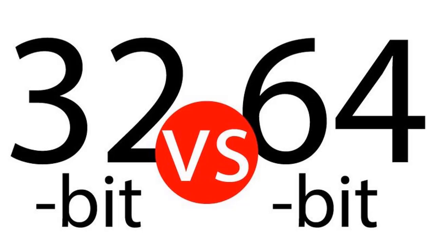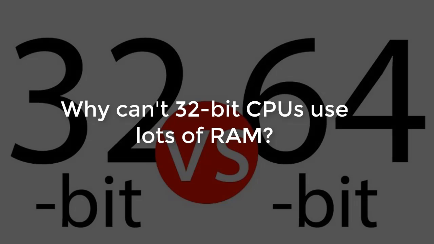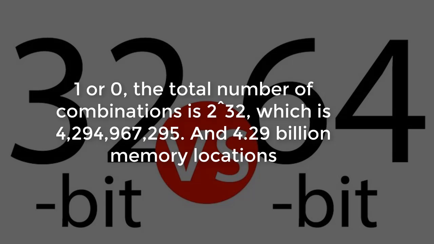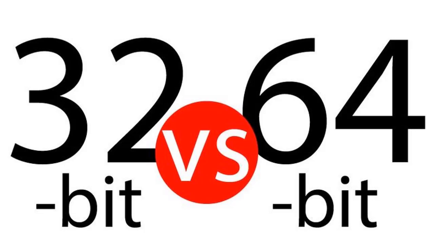So why can't a 32-bit CPU use lots of RAM? Given that each digit in the number can be only 1 or 0, the total number of combinations is 2 to the power of 32, which is 4,294,967,296, or 4.29 billion memory locations, each storing one byte of data, equal to 4 GB. That is why a 32-bit processor can access a maximum of 4 GB of memory without some workarounds in software to address more.